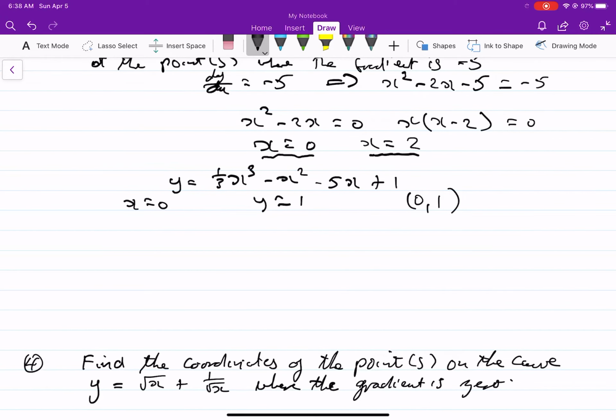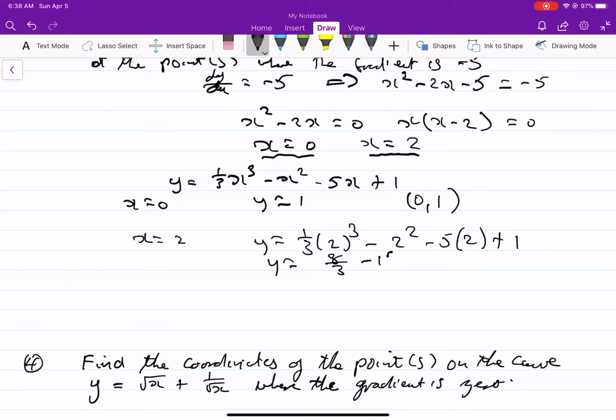The other one, when x is equal to 2, the corresponding y coordinate would be 1/3 times 2 cubed minus 2 squared minus 5 times 2 plus 1. y is equal to, this looks like 8/3 minus 4 minus 10. Minus 4 and minus 10 is minus 14 plus 1, minus 13. And that y coordinate looks like 8 minus 39, minus 31/3. So that point has coordinates 2 and minus 31/3.